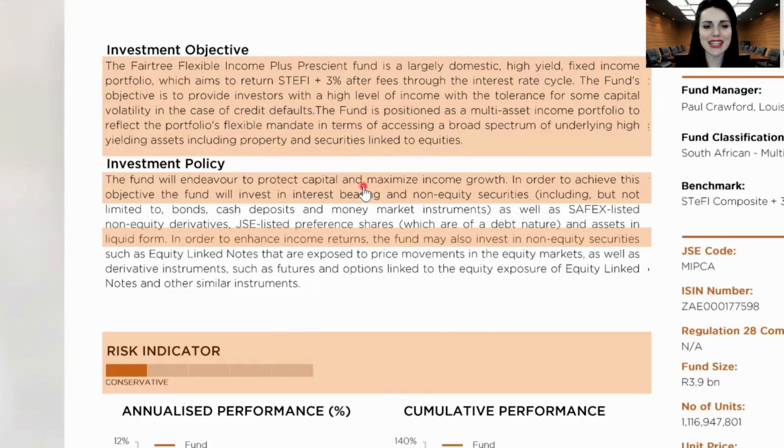But let's also take a look at some of the other elements. Once again, you will see here that the fund will aim to protect capital and to maximize income growth, and the risk indicator is also conservative, which is what we want, once again indicating that this is a fund for the short term, as we would want in the case of our emergency fund, not experiencing a lot of volatility over the short term, so that by the time we need to withdraw money, we won't realize a loss as an investor.